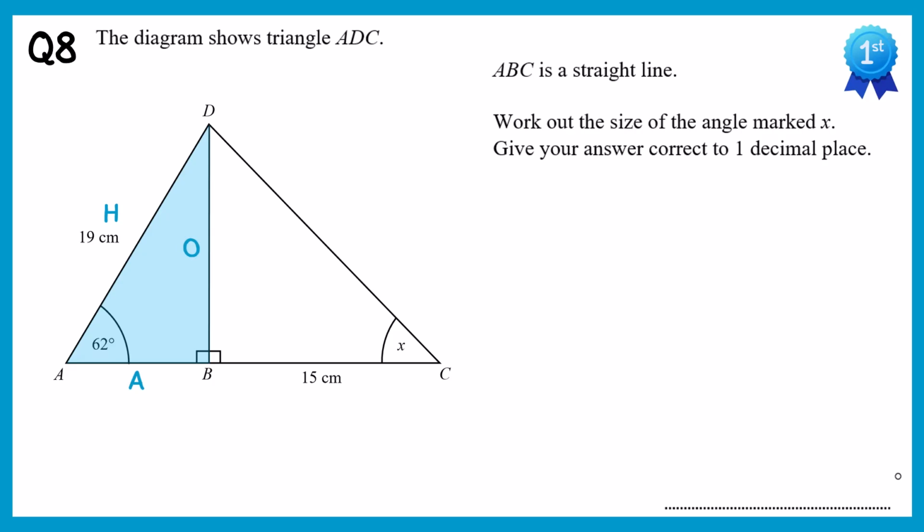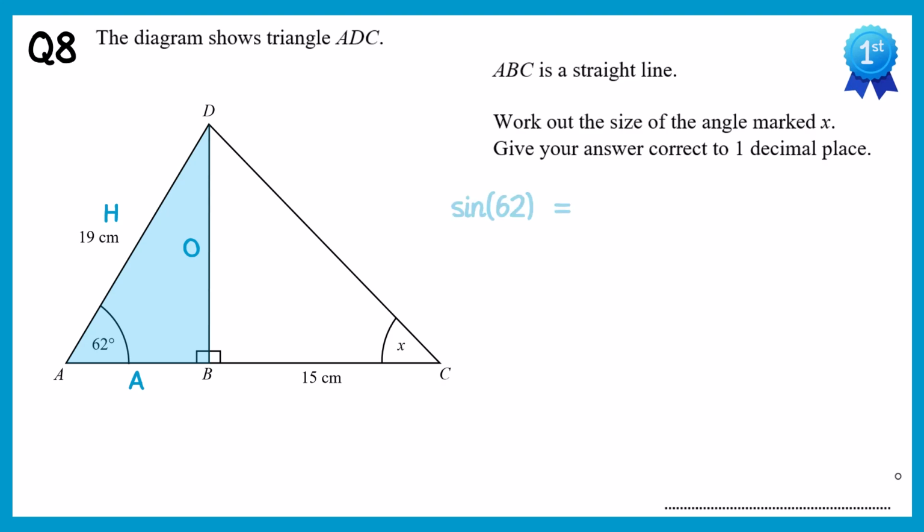Now in this question it's really helpful to work out the value of the opposite, because that side is also on the triangle on the right hand side. So we're going to try and find the opposite. To do this, we'll need the opposite and the other information we're given in the question, which is the hypotenuse, so O and H, which means we need to use sine.